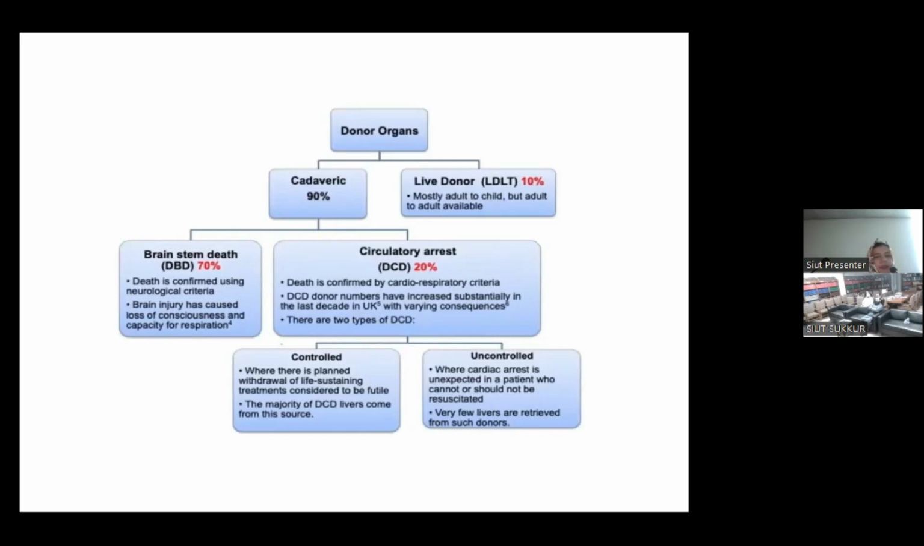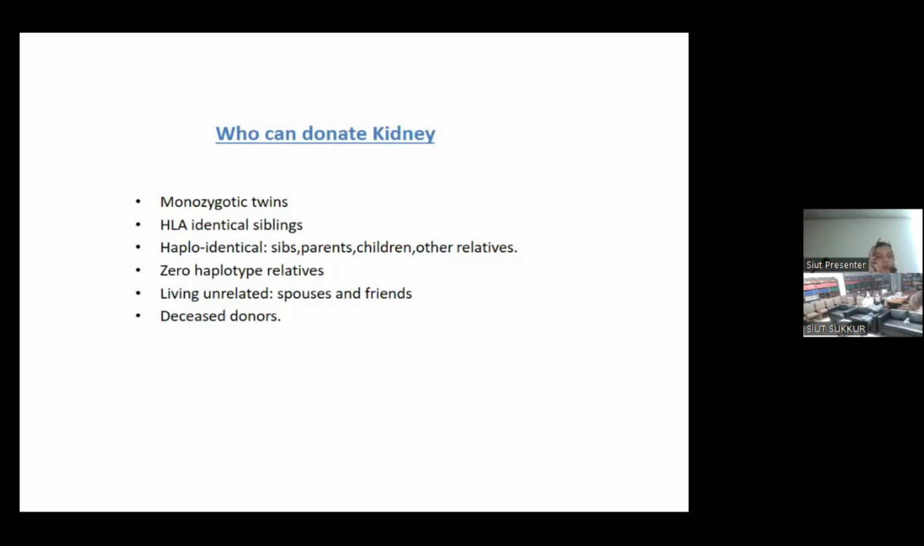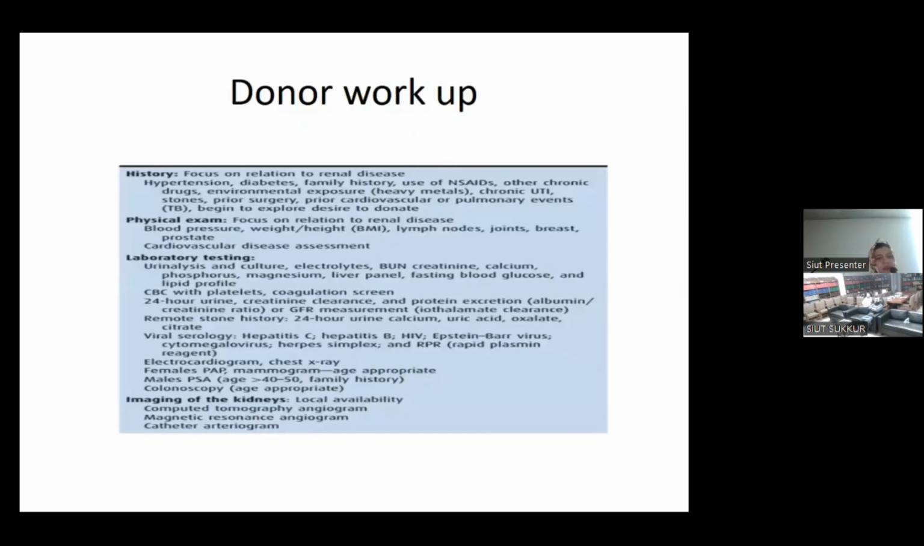So the donor can be cadaveric, or he can be a live donor. If the donor is cadaveric, he might have brainstem death or there could be circulatory arrest. Okay, so the question is, who can donate the kidneys? Monozygotic twins, HLA identical siblings, haploidentical siblings, parents, children, other relatives, zero haplotype relatives, living unrelated, like for example spouses and friends, deceased donors. In our setup, we only accept living related donors. So the donor workup starts with the history.